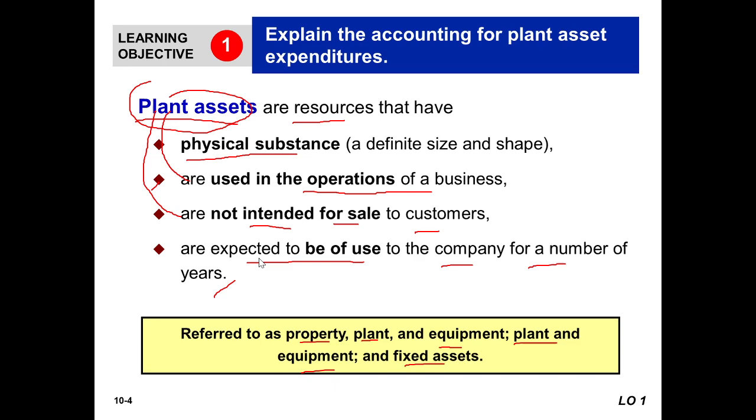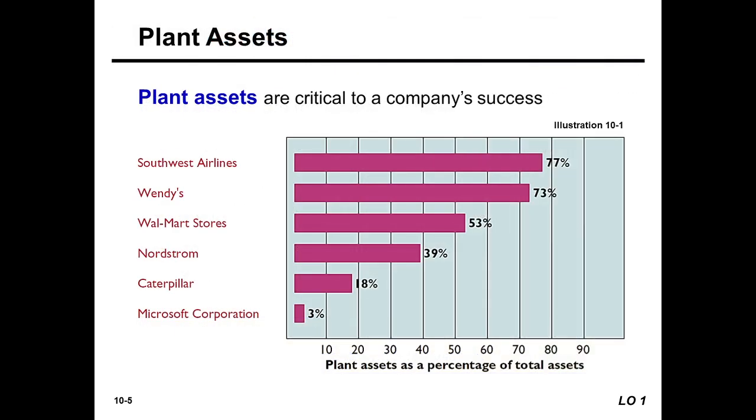We can move to the slides. Plant assets are critical to a company's success. Suppose these are the names of the companies. Here we have 6 companies, with plant assets as a percentage of total assets. That means, suppose here Microsoft, they use 3% of total assets in plant assets.